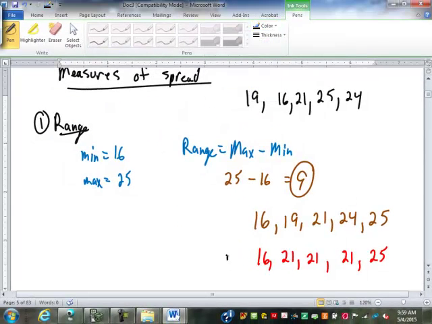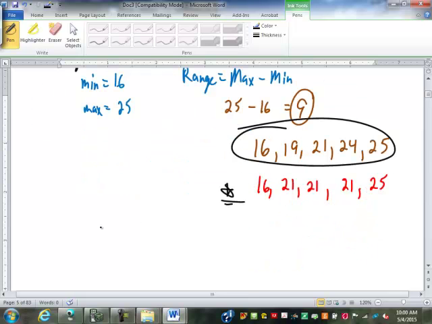So we need a way to describe the spread of this to show that it is more spread out than the other set. So, using this first set still, I'm going to define a measure called the standard deviation.